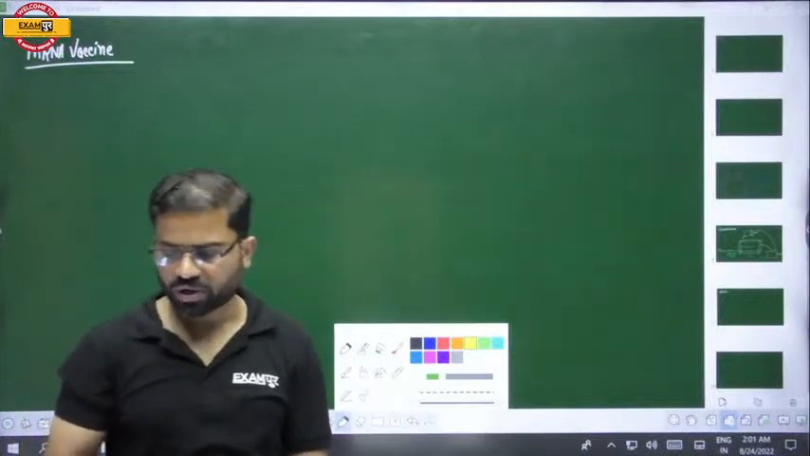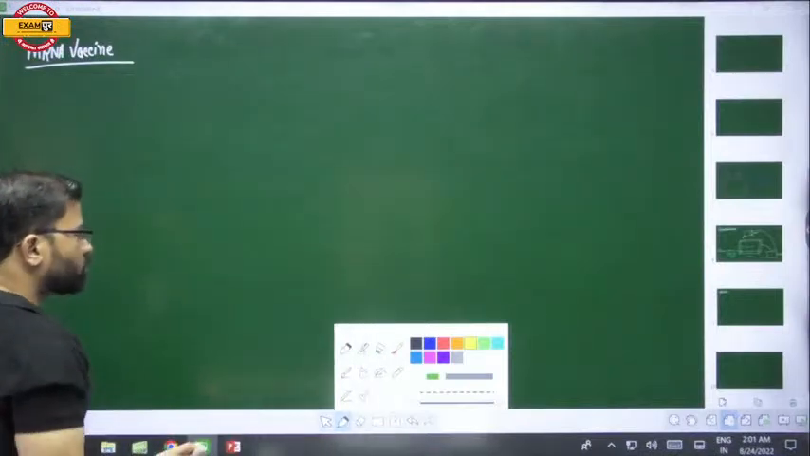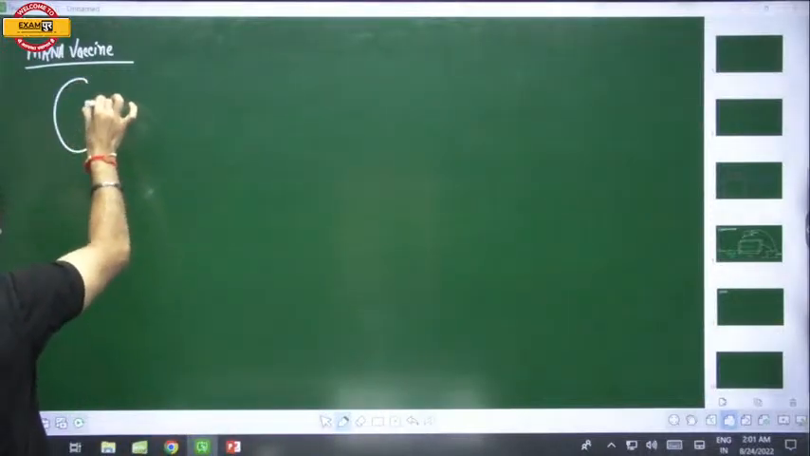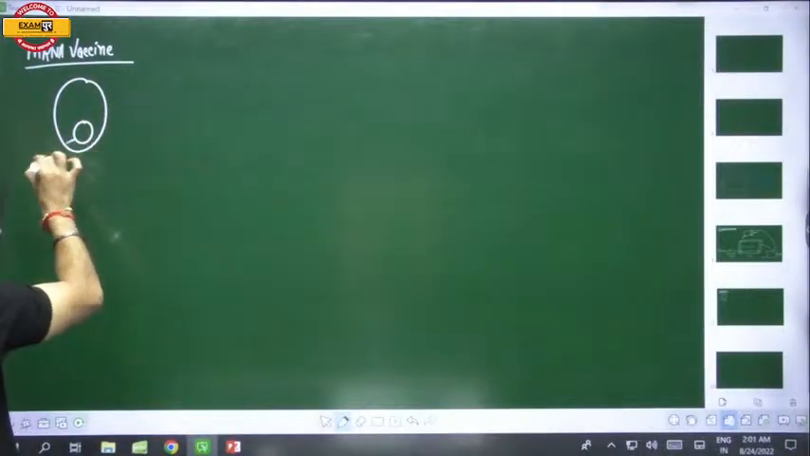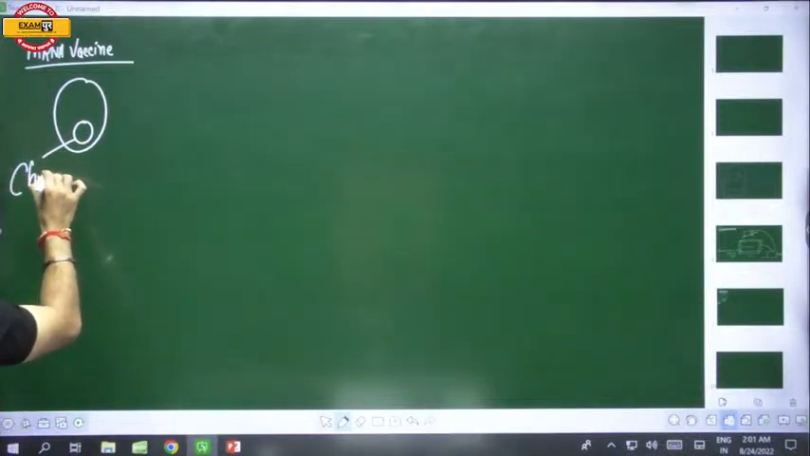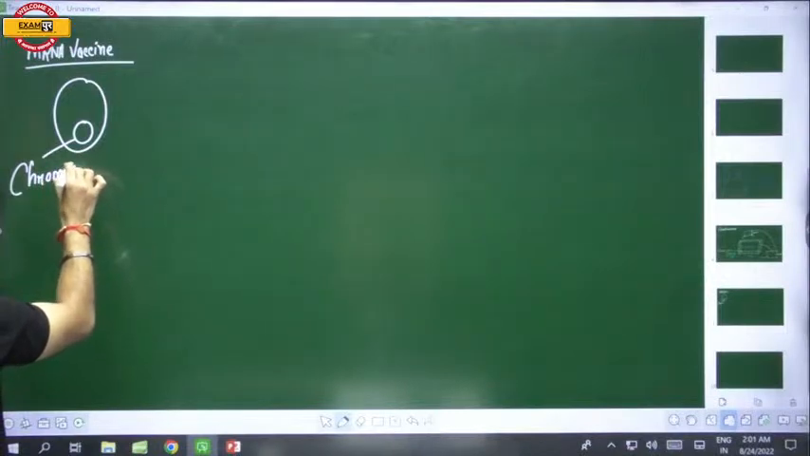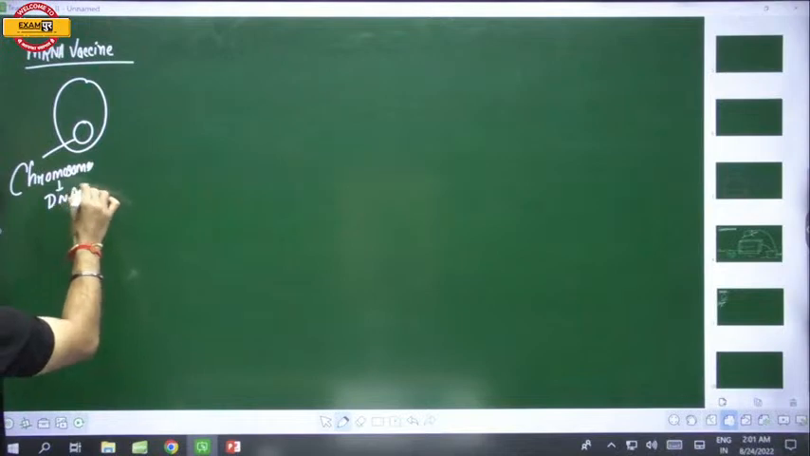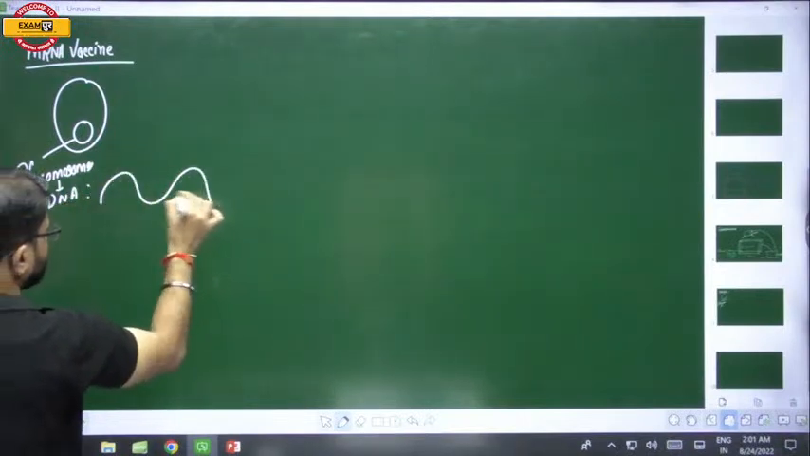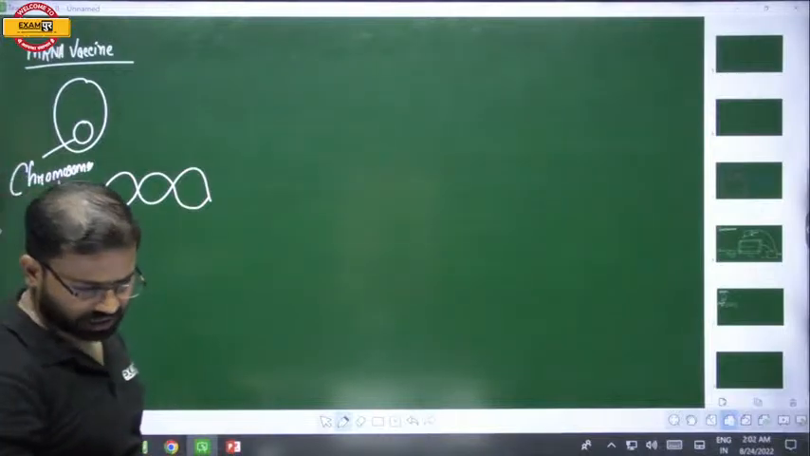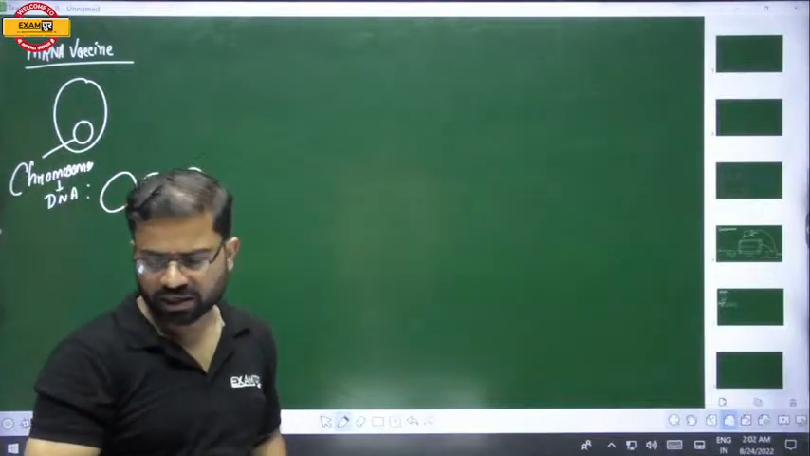क्या? Central dogma of molecular biology. तो क्या होगा central dogma of molecular biology? Suppose this is your cell. ठीक है ना? Inside the cell we have the nucleus. Inside the nucleus we have chromosomes, and inside the chromosomes what? We have DNA. है ना? So suppose this is your DNA strand. Now what is there in the DNA? Genetic information is there in the DNA.